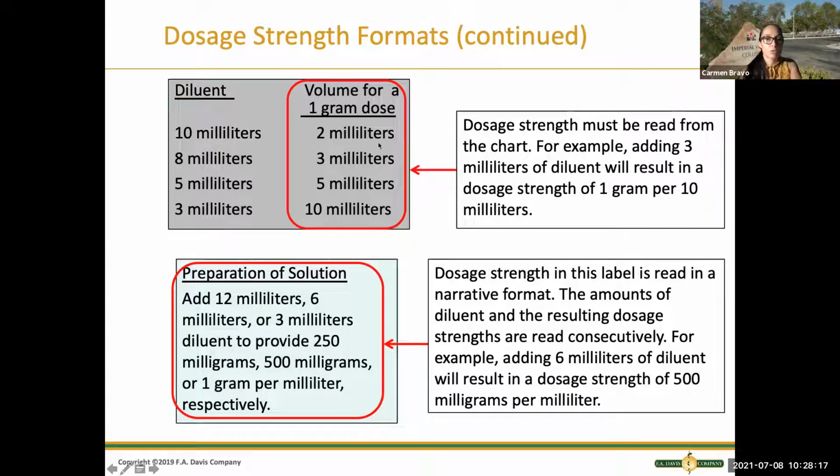Here, it's telling you the dosage strength: 2 milliliters for the 1 gram dose, 3 milliliters for, in a 1 gram dose, and so forth. So they're just different formats for you to know. This one is a little bit more, I guess, you have to read the whole thing for it to make more sense, because it's all put in a paragraph type of thing. So okay, let's see.